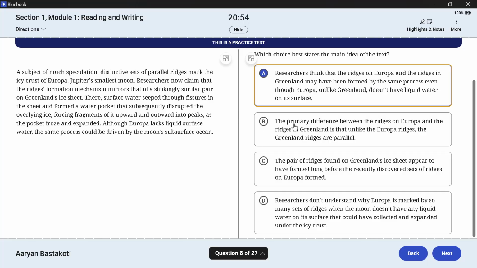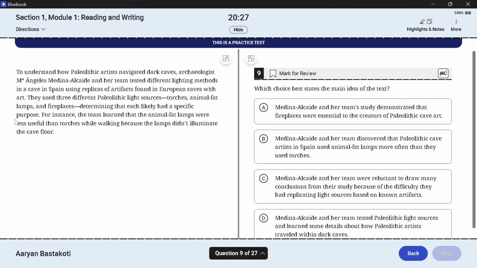The primary difference between the results on Europa and Greenland... this is not strikingly similar, so no difference there. It's not talking about the difference. The pair of ridges found in the ice sheet appear to have formed long before. Not really, it does not talk about the timeline. Researchers don't understand why Europa is marked by so many ridges when... no, they think that it's the same process as in Greenland, so this is the right answer, I think.